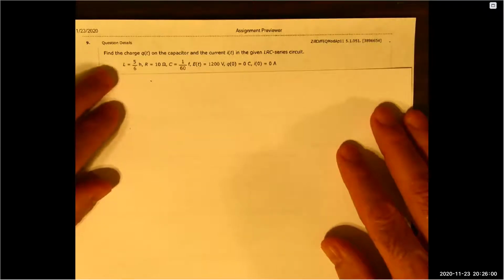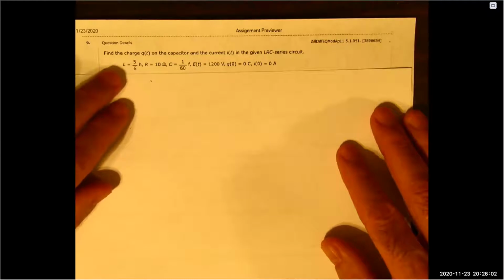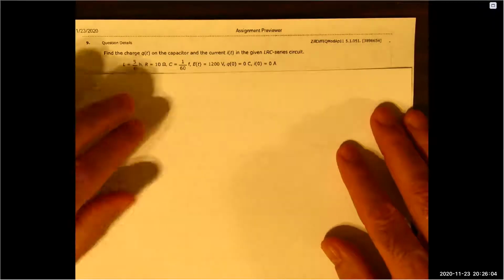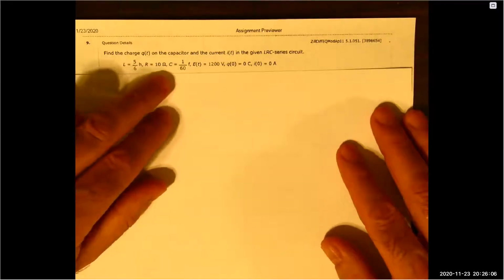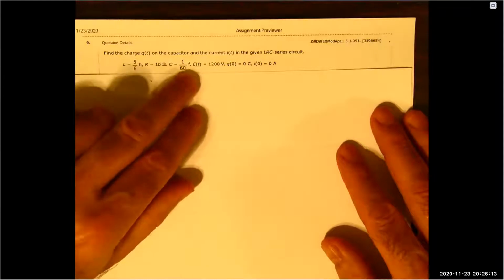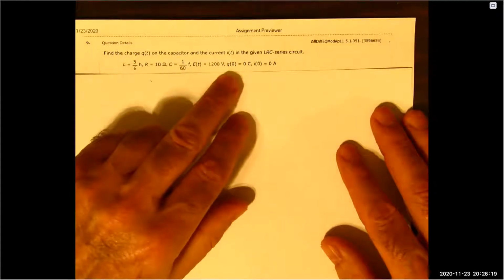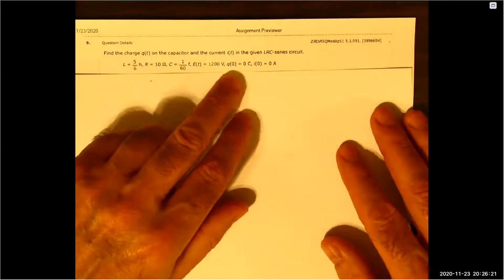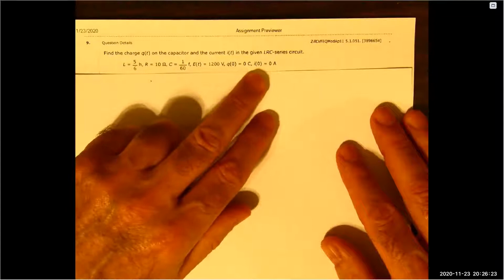In this case, we're going to have L equals 5/6 henries, R equals 10 ohms, and the capacitance is 1/60 farads. And we're assuming that the impressed voltage is 1200 volts. We'll also assume that the initial charge is 0 coulombs and the initial current is 0 amps.